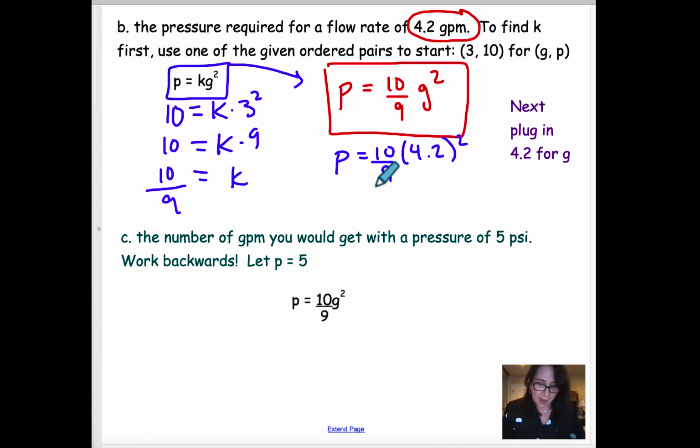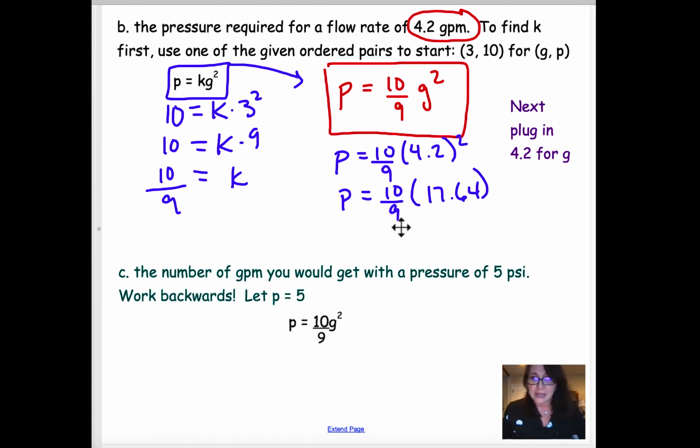And in getting that, I did this on paper. I get P equals 10 over 9 times, I think it's 17.64. And then I still need to multiply this out, and I end up getting P equals 19.6. And so that's my pressure when the gallons per minute is 4.2.